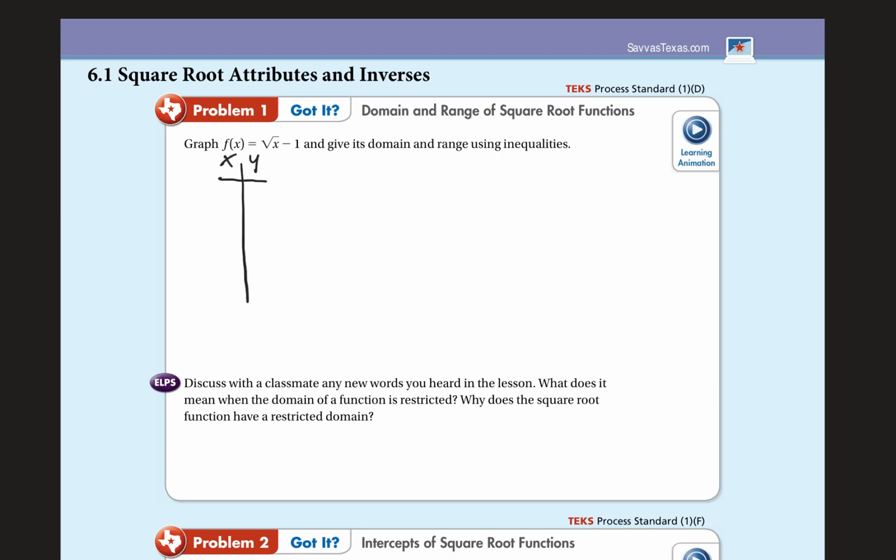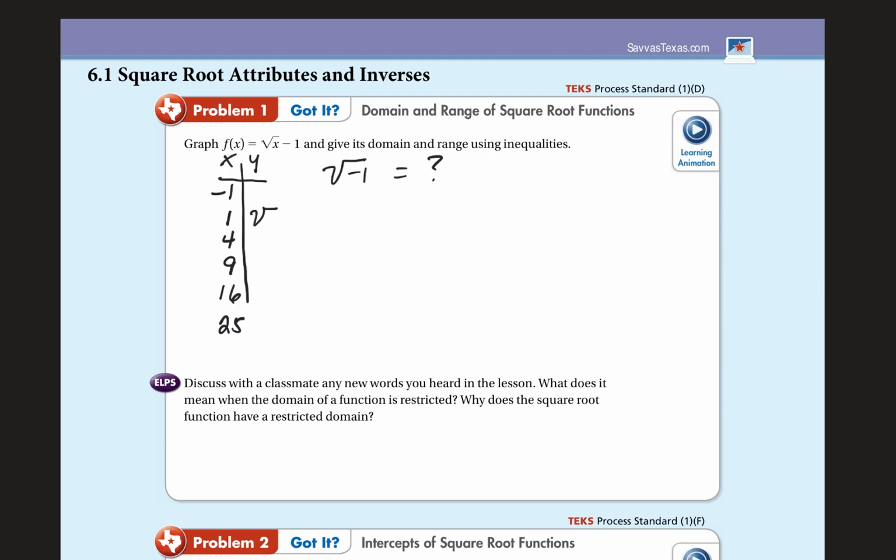Now, can I use -1 or anything below that? That's a question that I'm asking you. Can I get the square root of -1? So I'm going to go to 1. And what I'm going to do is use perfect numbers since it's a square root. So it's 4, 9, 16, 25.